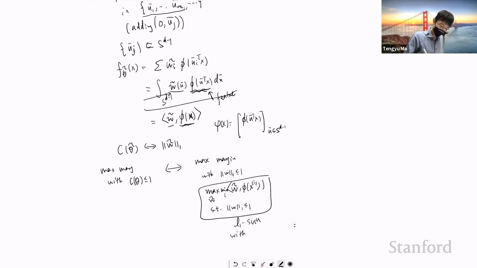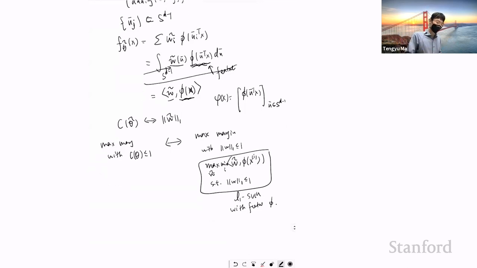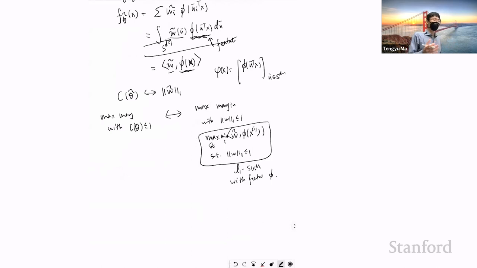with feature phi. The difference from the SVM you learned in, for example, CS229 would be that this is 1 norm but not 2 norm. So it's not doing just a simple kernel SVM. It's doing something different from that. And the interesting thing is that the L1 SVM is actually not implementable with an infinite number of features.